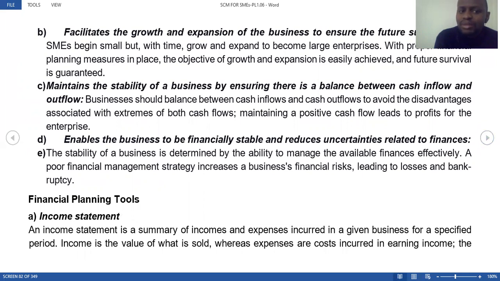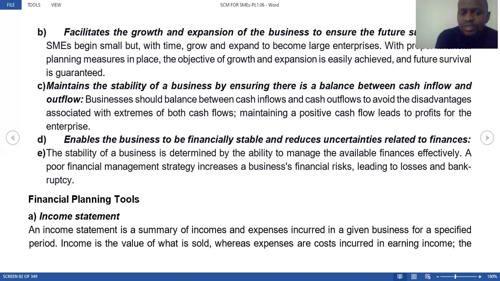Then the other thing is it maintains the stability of a business by ensuring there is a balance between cash inflows and cash outflows. So it will help you to stabilize your business by knowing how much you bring into your business and how much you're spending outside the business.